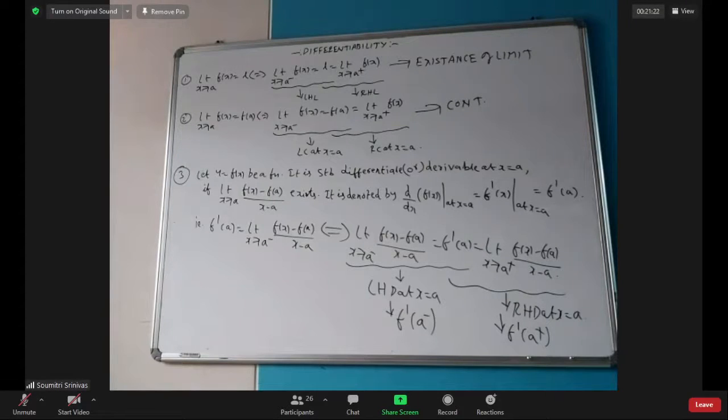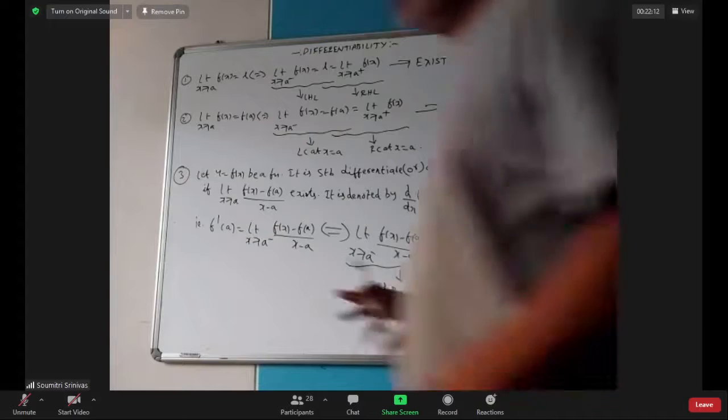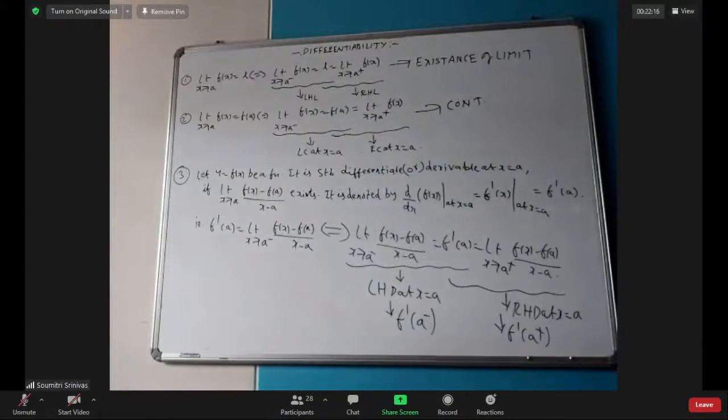What do you mean by this? Do you see anywhere this f of x minus f of a by x minus a? No, sir. Is it not the slope formula? Yes, sir. It is y2 minus y1 by x2 minus x1. Take 2 minutes.